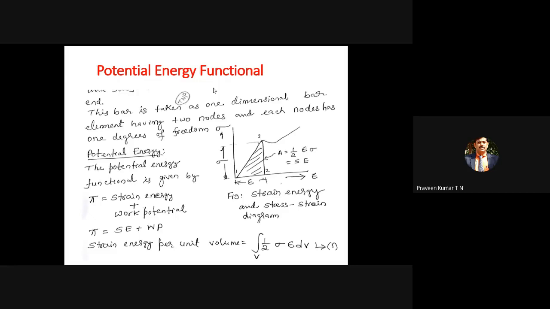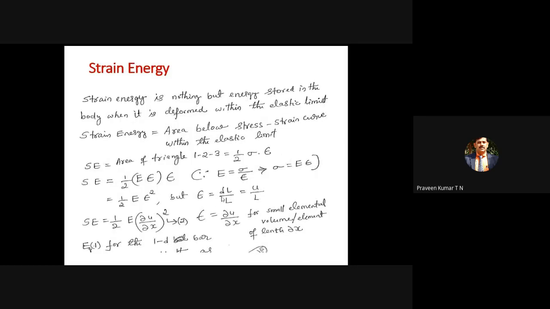We then have the work potential. Work potential is nothing but work done. It is force into distance. We have the equation for strain energy. The strain energy is nothing but the area below the stress strain curve. So the area below the stress strain curve is half into sigma into epsilon. So we can get the equation for epsilon. Epsilon, in general, is equal to delta L by L.